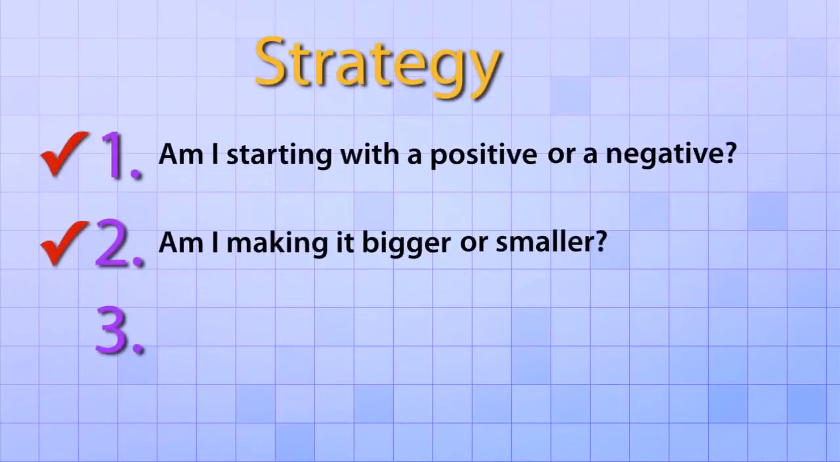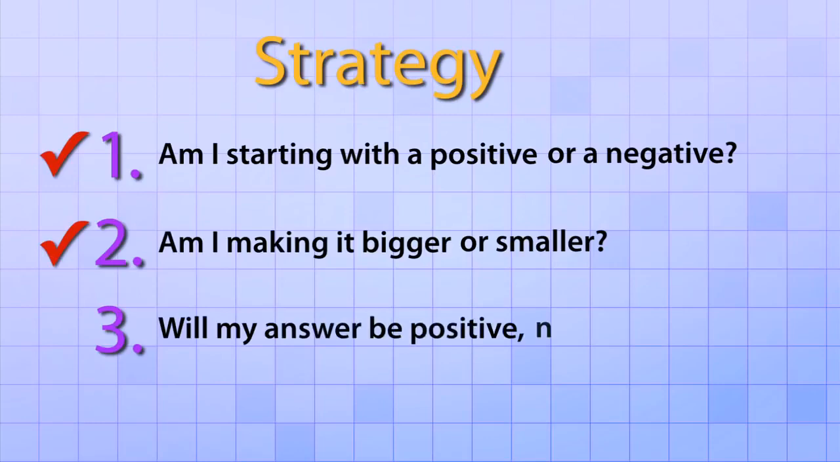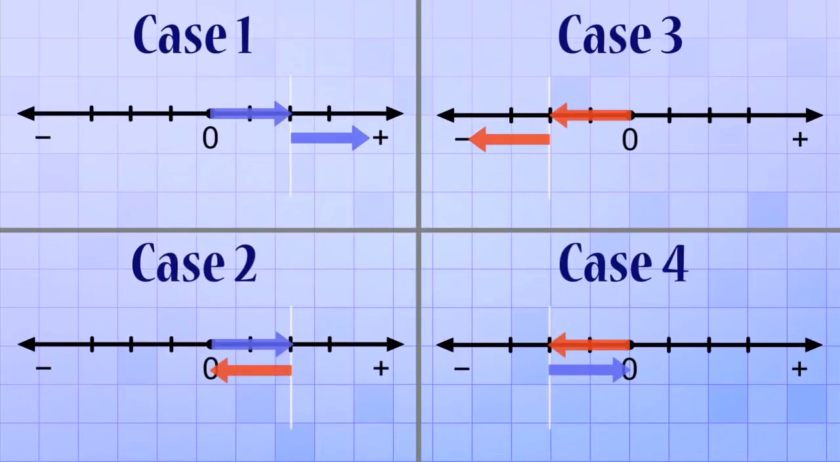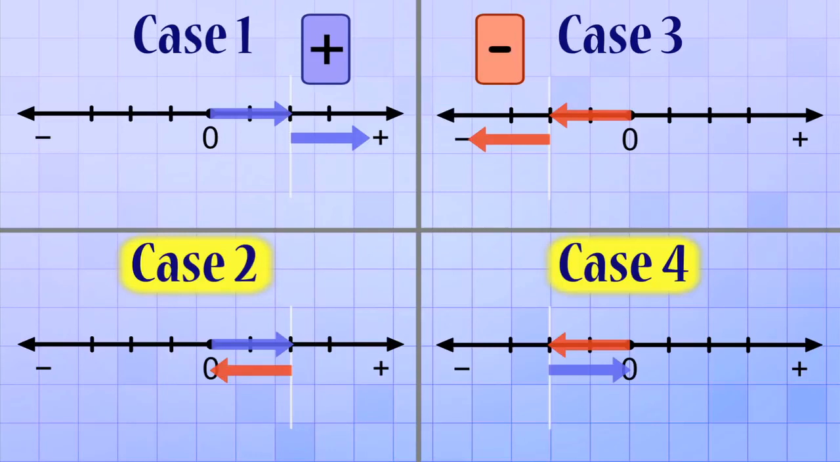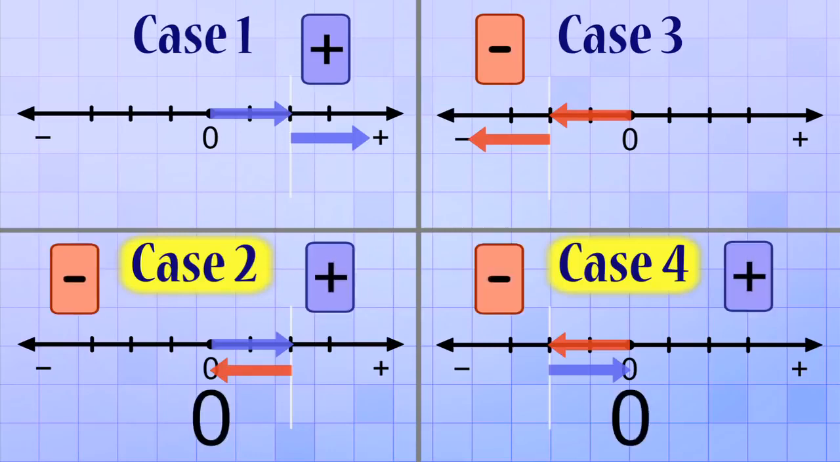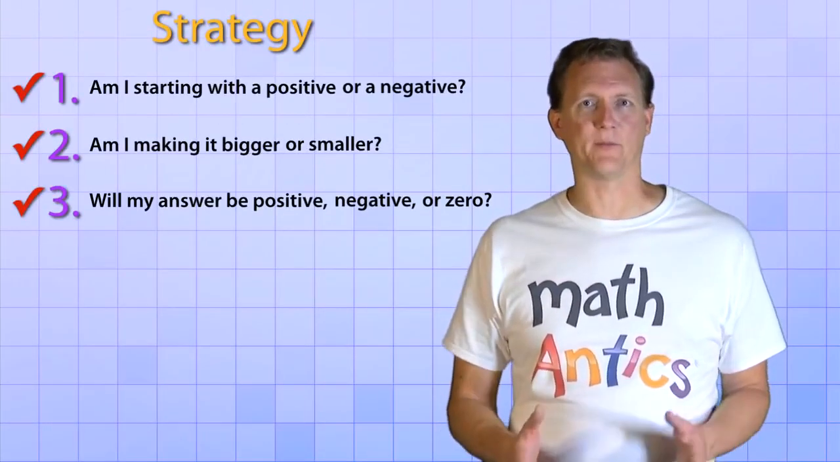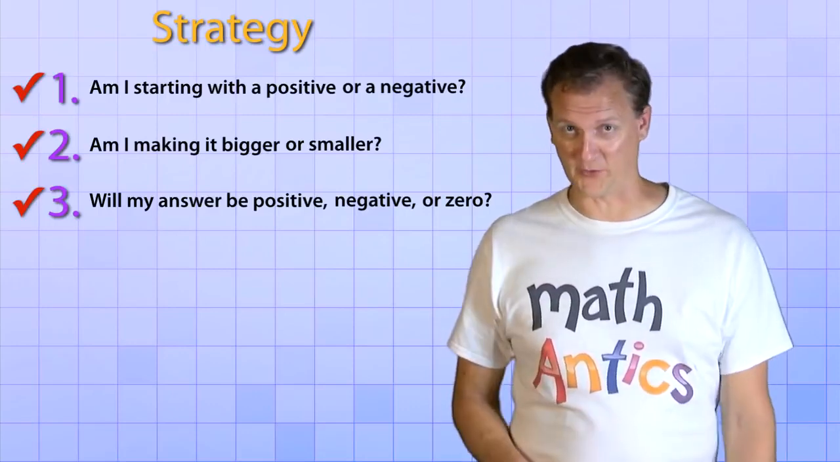And the last question that you need to ask is, will my answer be positive, negative, or 0? The answer to this will depend on which case you have and what values you're working with. If it's a case 1 problem, you know the answer will always be positive. And if it's a case 3 problem, then you know the answer will always be negative. But you'll remember that in cases 2 and 4, the answer could change between positive, negative, or 0, depending on the difference between the two numbers that you're working with. So asking these 3 questions will help you visualize what's happening in the problem that you're trying to solve, and it'll help you get the right answer.